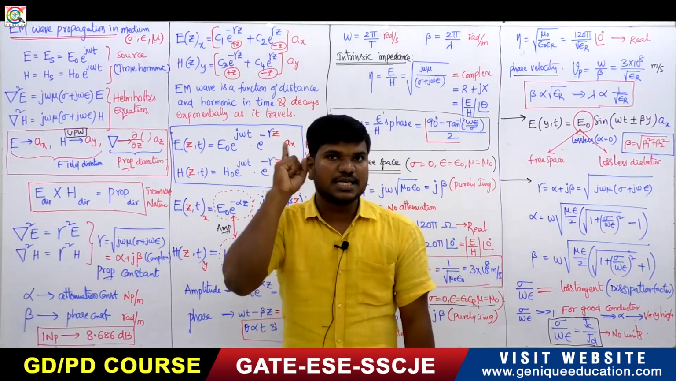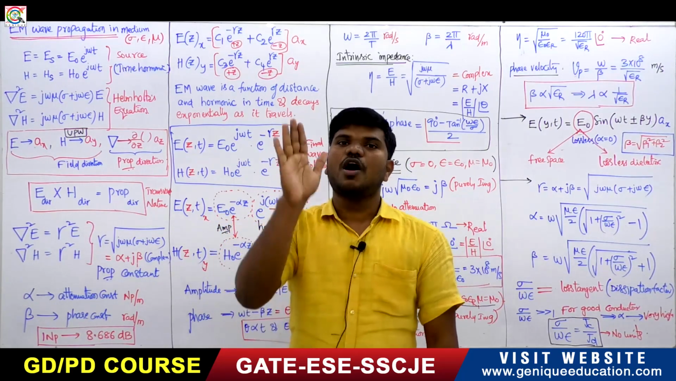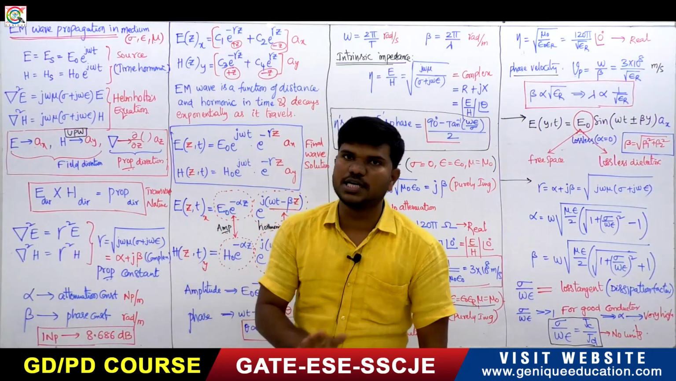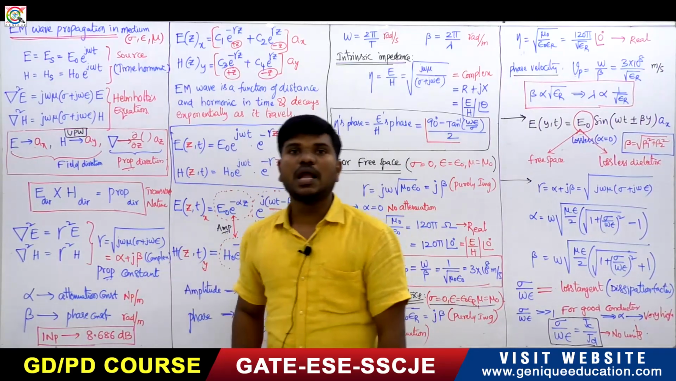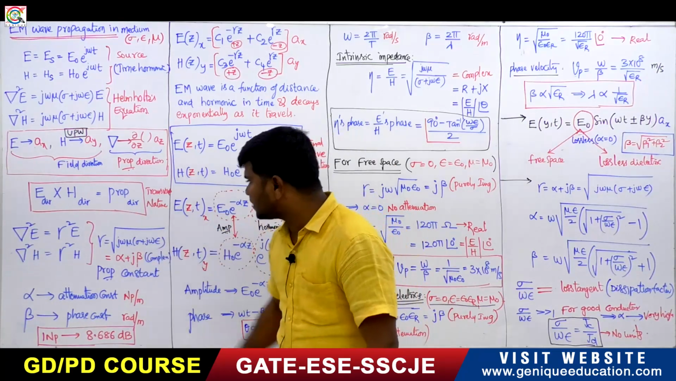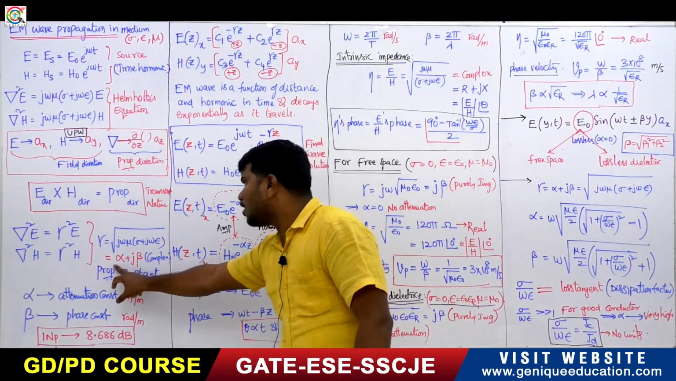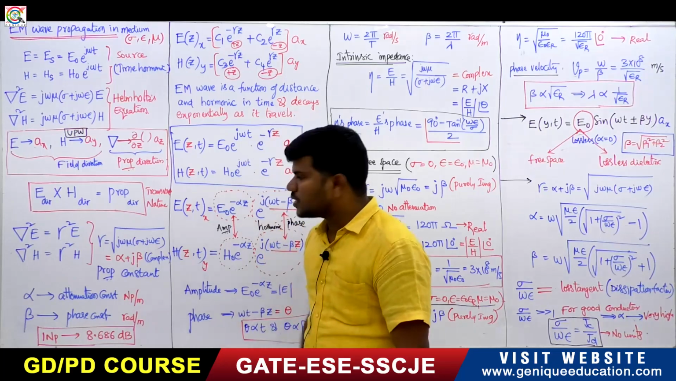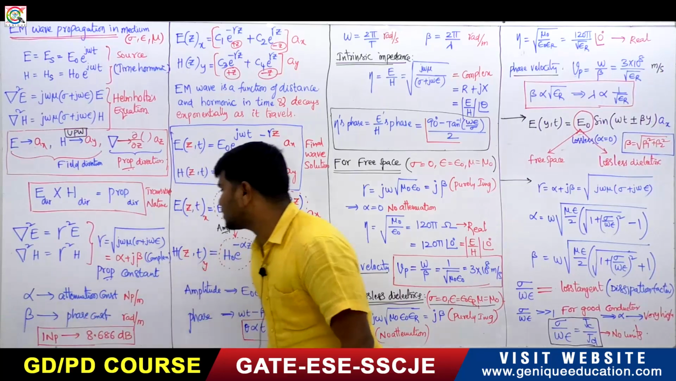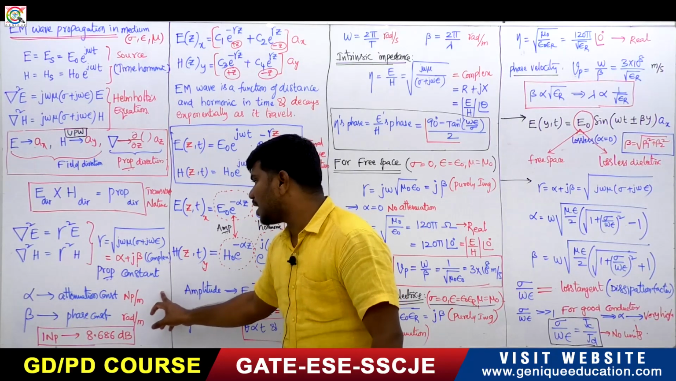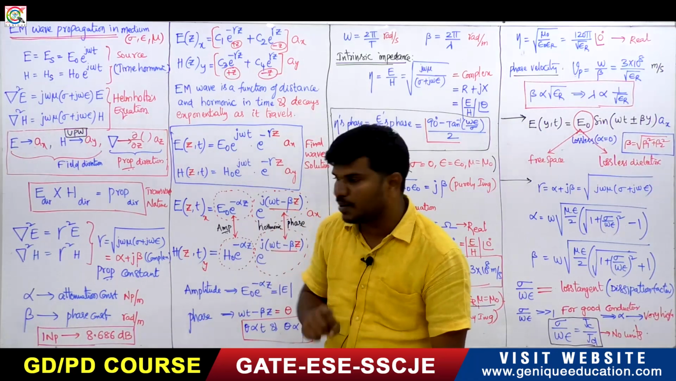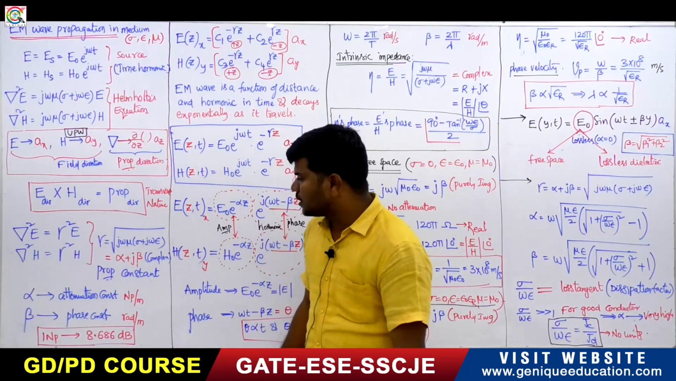We should know that in general the propagation constant of an EM wave is complex. So this is the point you have to understand. What does the propagation constant mean? Alpha plus j beta. Here alpha is called the attenuation constant, and beta is called the phase constant. The units of the attenuation constant are Nepers per meter, also called decibels per meter.